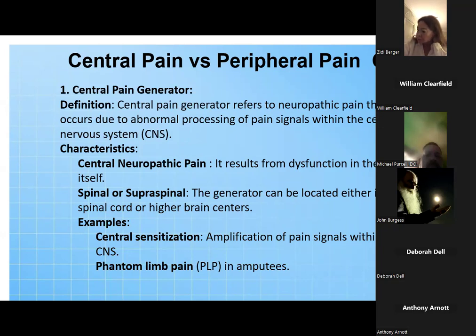So what's the difference between central pain and peripheral pain? Let's understand that there are pain generators that would lead to peripheral pain, and if this peripheral pain continues, it may lead to central pain in some percentage of people. Let's say 10 to 20% will continue having central pain, while 80% will completely resolve as the injury that irritates or causes the pain is neutralized. Central pain, by definition, refers to central neuropathic pain that occurs due to abnormal processing of pain signaling within the central nervous system.